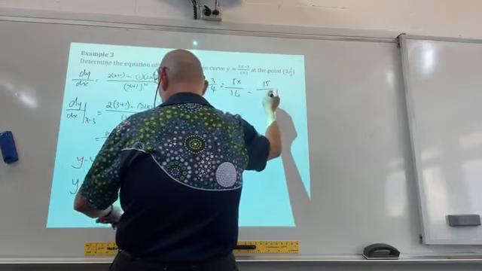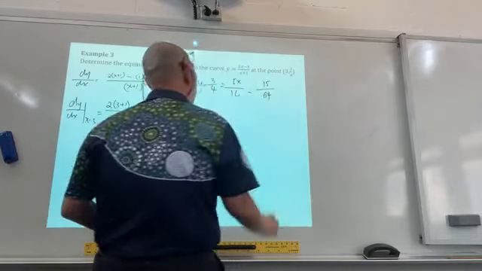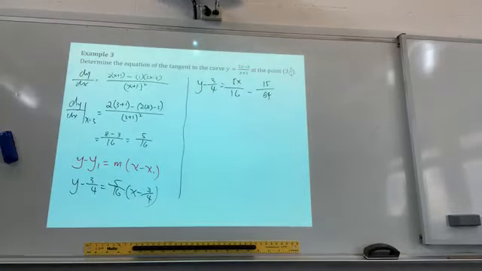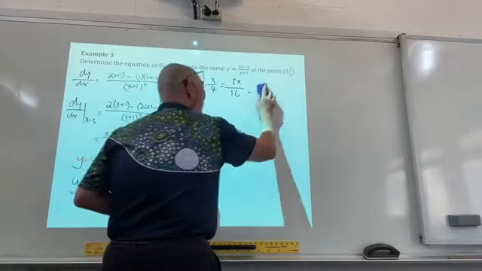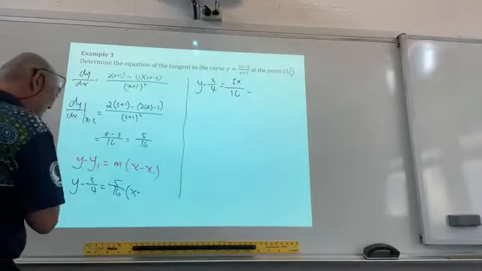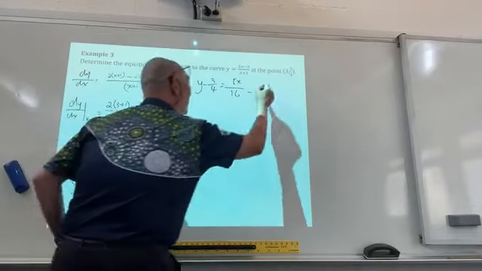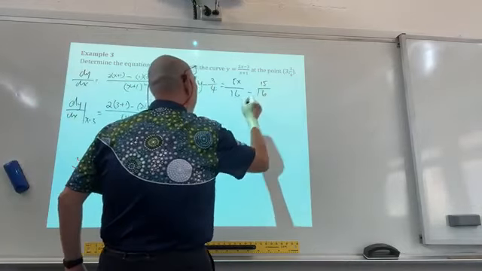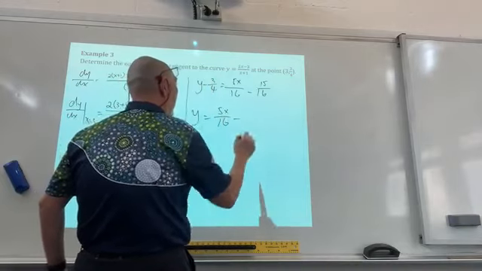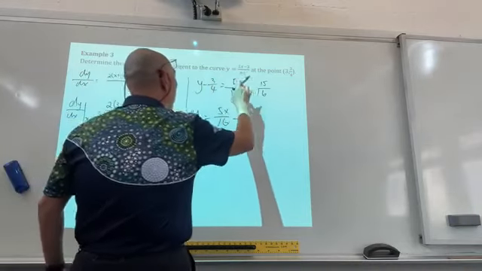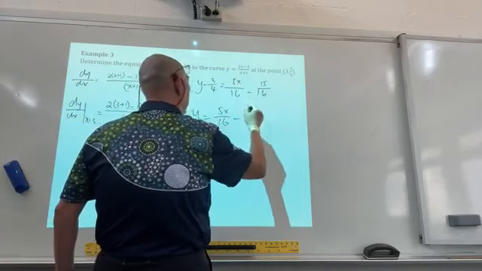x over 64. Wouldn't it be x take 3? All right. Oh no, hang on, that's 3. Sorry, my fault. That's 3, not 3 over 4. That's y. Oops. That is 3. So 15 over 16. So therefore, y equals 5x over 16 minus 3 over 16.